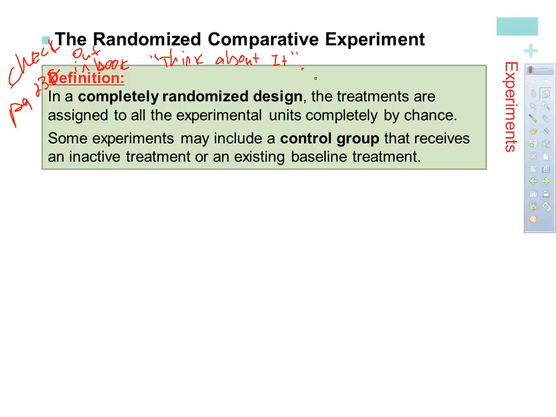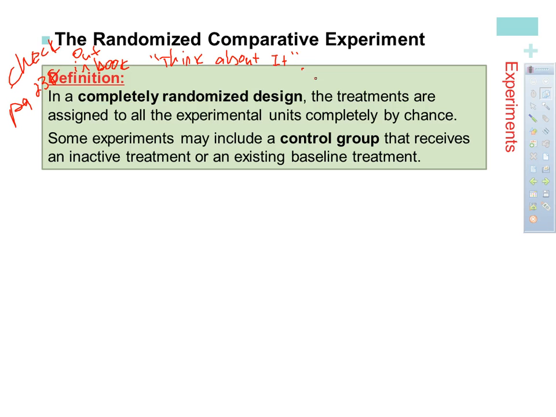Okay? So in a completely randomized design, the treatments are assigned to all the experimental units completely by chance. This says that some experiments may include a control group which receives an inactive treatment, and we'll talk about what this inactive treatment is called in a minute. You probably already know, or some sort of existing baseline treatment. Now, a control group doesn't have to be given an inactive treatment.